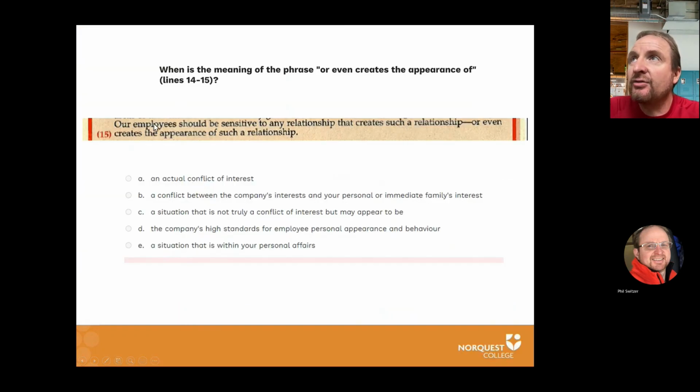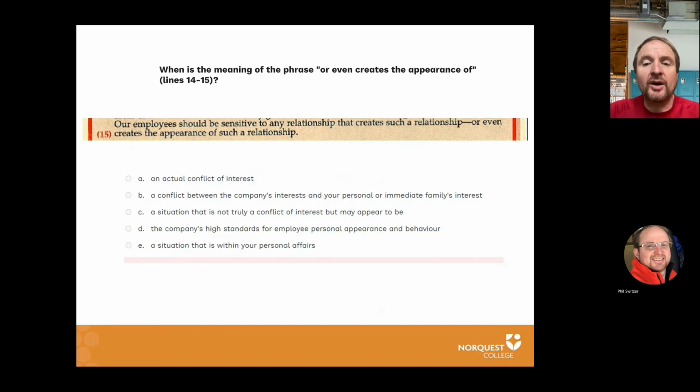Here's the question. Here's lines 14 and 15. And basically, our employees should be sensitive to any relationships that create, sorry, I'll read it one more time. Our employees should be sensitive to any relationship that creates such a relationship or even creates the appearance of such a relationship. And of course, they're talking about a conflict of interest. So even an appearance of conflict of interest. And indeed, it is C, a situation that is not truly a conflict of interest, but may appear to be. This is what they're referring to here.